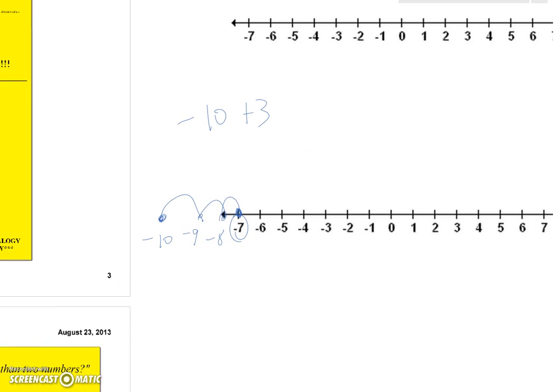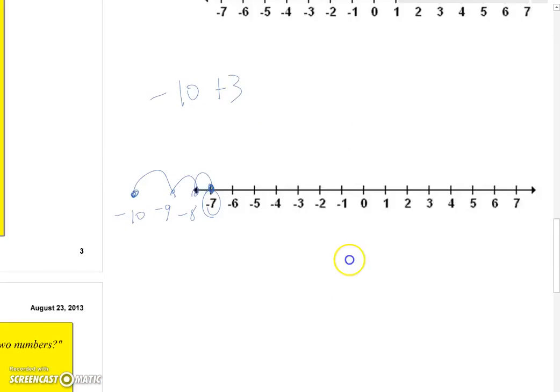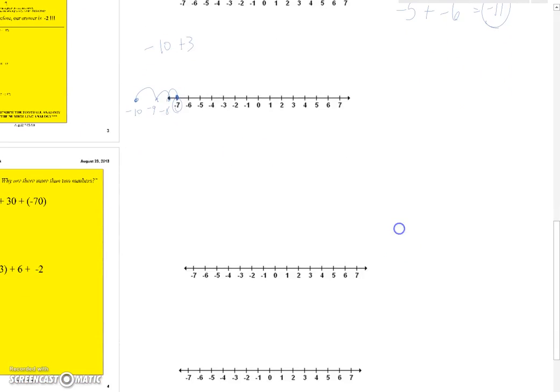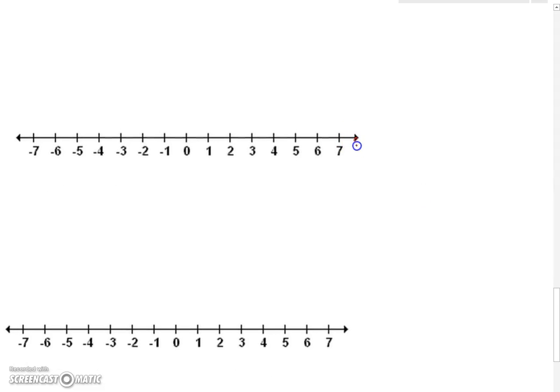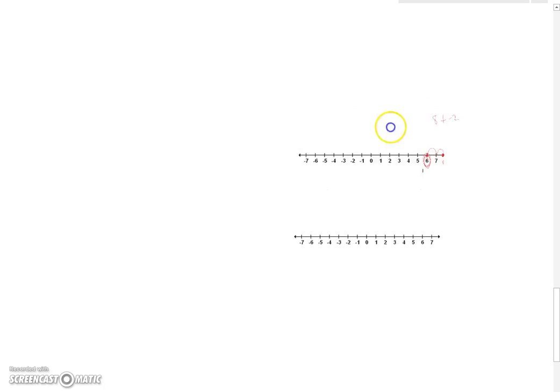Okay, let's go back to our number line. 8 plus negative 2. If I start here at 8, and I add negative 2, I'm only going closer to 0 by 2 spots. I'm still in the positive, which lands me at 6. Again, make both of them positive, subtract them, and there's your answer.